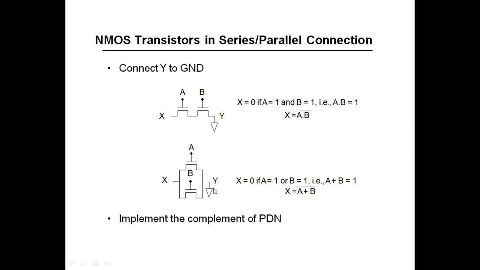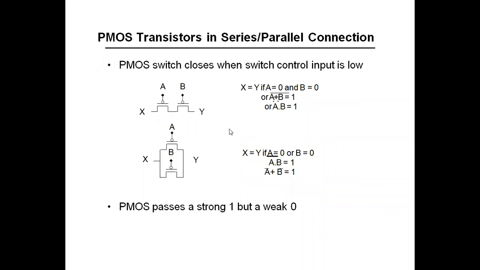Similarly is the case with the parallel fashion. When you connect this Y to the ground, then X is equal to AB bar, right? X is AB bar because you have connected this to the ground. That means it is a 0 output, as it is used in the pull down network. So this Y is always connected to the ground. So it is AB bar. Now the reverse is the case with the PMOS transistor, right?